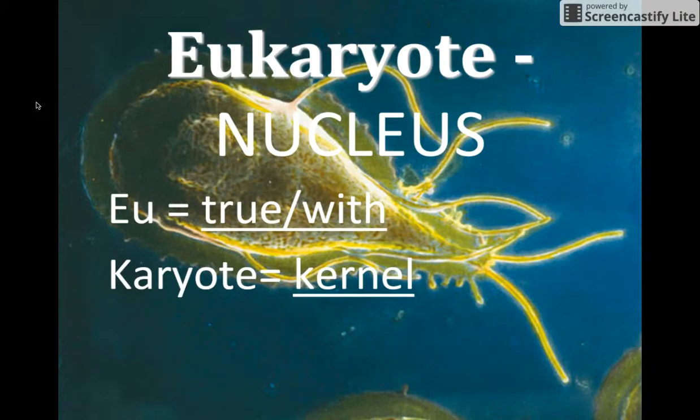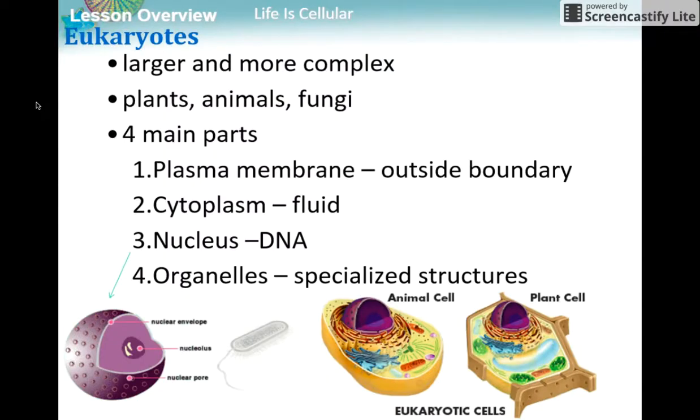A eukaryote does have a nucleus. So the way I like to remember it is that you are a eukaryote, so you have a nucleus. You're very complex, so these make the multicelled organism, so they have to have that nucleus and those organelles in there in order to be able to create those multicelled organisms. So again, larger and more complex.